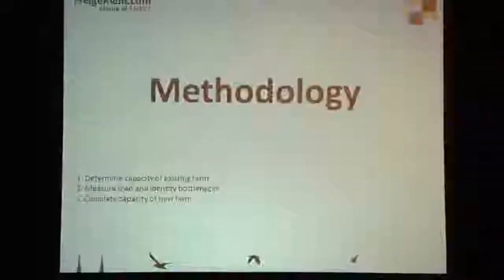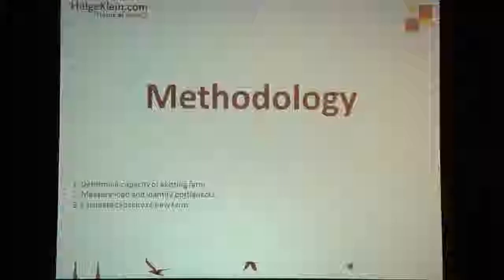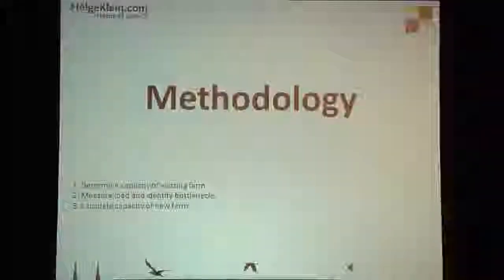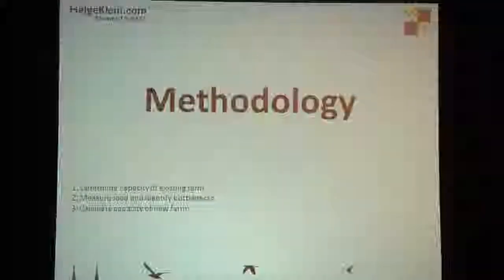Now, the way I'll be doing this, I already hinted at it. Well, we'll be determining the capacity of an existing farm. We'll try to measure the load and identify bottlenecks. Is the farm limited by CPU, by disk, by memory, by whatever? And then we'll be able to extrapolate from that. Do we need, for example, more CPU capacity, or even less, or more network capacity, or whatever?